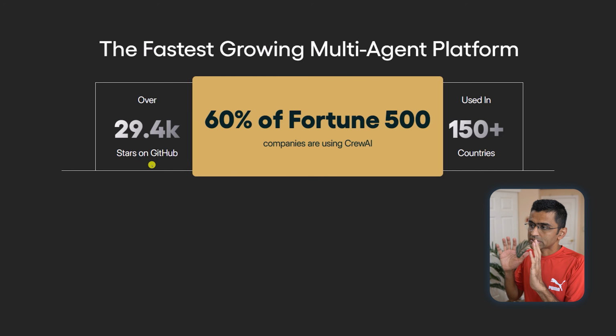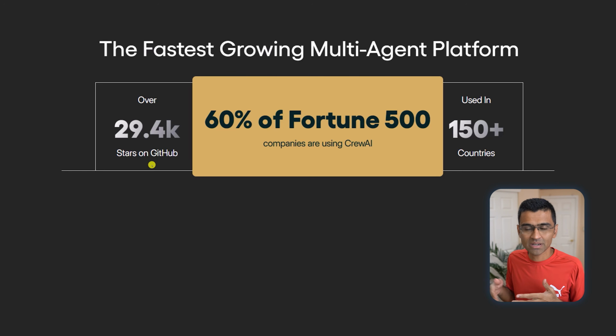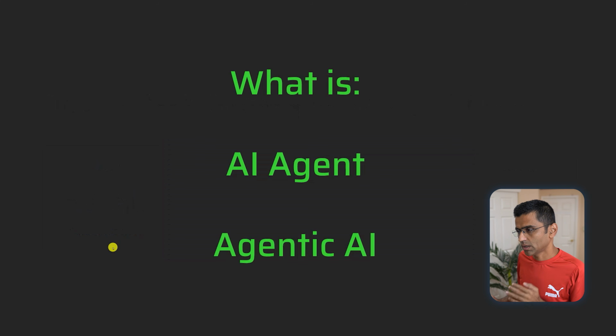So now, since it is a multi-agent platform, first we need to understand what an agent is. So let's spend a few minutes understanding what an agent and agentic AI are. And if you already know these fundamentals, then you can skip this section and move to the coding part. So what exactly is an agent and agentic AI?